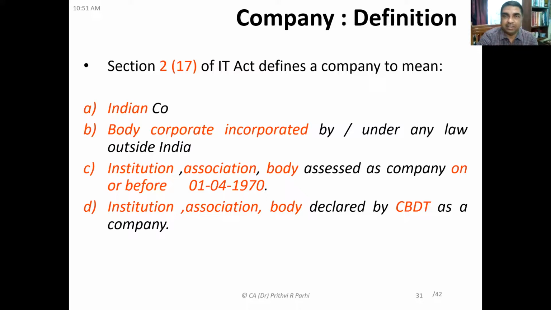As you are aware, the definition of company under the Income Tax Act 1961 is different from the Companies Act 2013. It is provided under Section 2, Clause 17, where company means an Indian company, or a body corporate incorporated by or under any law outside India, or an institution, association, or body assessed as a company on or before 1/4/1970, or an institution, association, or body declared by the Central Board of Direct Taxes as a company. All of them are referred to as company under the Income Tax Act 1961.